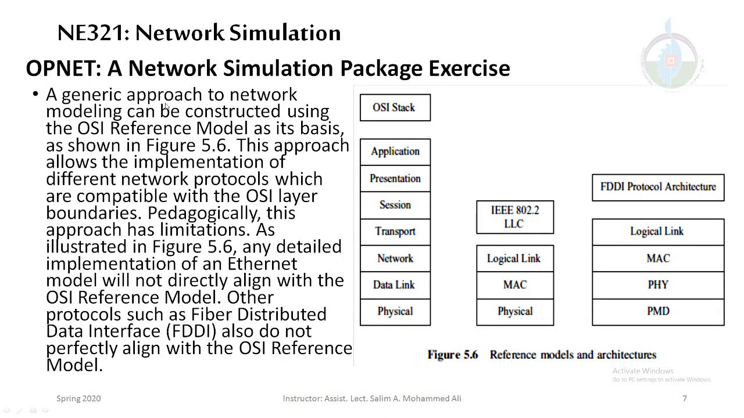A generic approach to network modeling can be constructed using the OSI reference model. You all know Open System Interconnection, the OSI reference model, as its basis, as shown in figure 5.6. If you remember the 7 layers of networking: the application, presentation, session, transport, network, data link, and physical. This approach allows the implementation of different network protocols which are compatible with OSI layer boundaries.